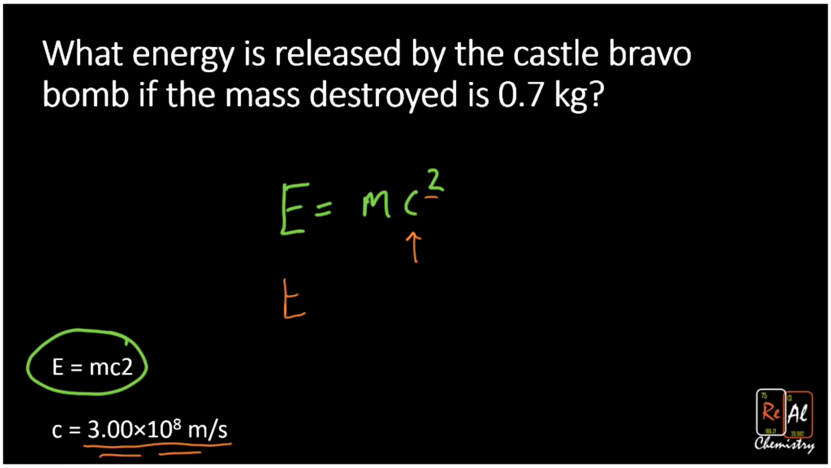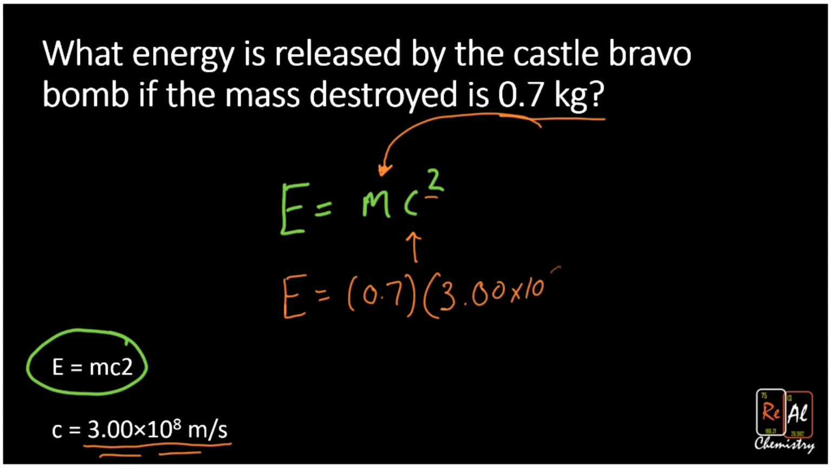So energy then is equal to mass, which I know is 0.7 kilograms. Whenever I plug mass into here, it has to be in kilograms. And then I'm going to multiply that by the speed of light squared. When I do that, I'm going to get 6.3 times 10 to the 16th joules. So joules is a standard measurement of energy. This 10 to the 16th part means that there's 16 zeros in that energy.